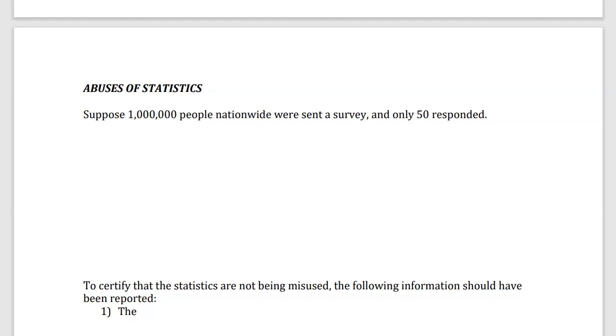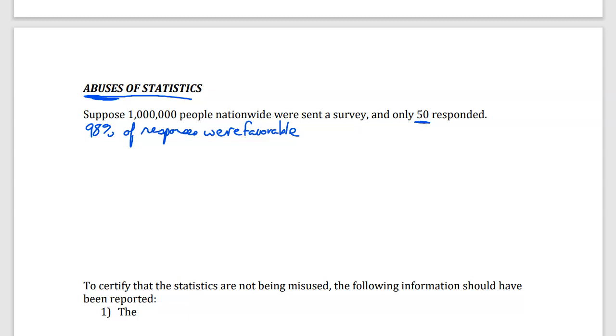Okay, there are ways to abuse statistics, and we may not really think about it, but companies do this a lot. And one way is that suppose that 1 million people nationwide were sent a survey. And the company comes back and says that 98% of the responses were favorable. But they did not tell you that only 50 responded.